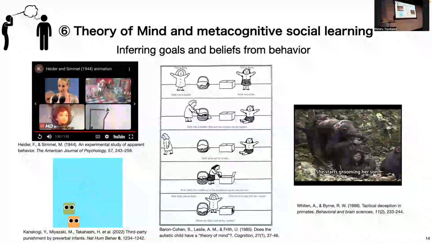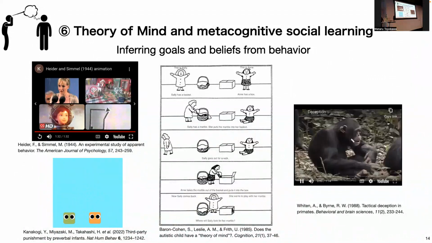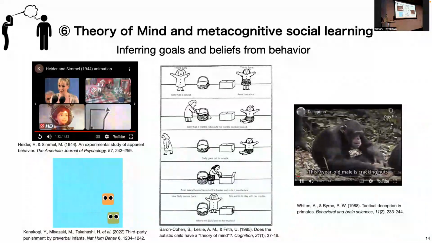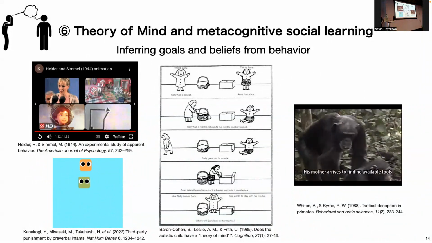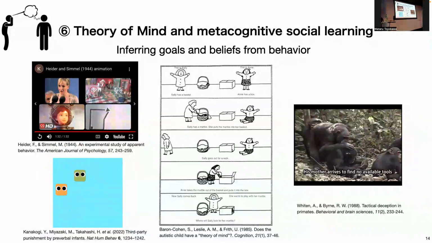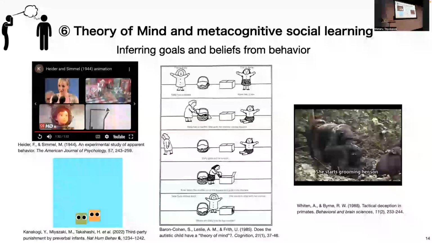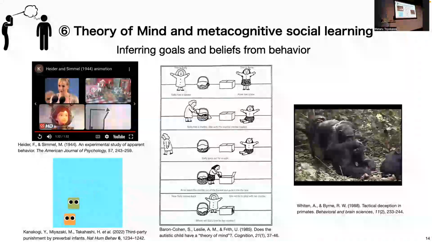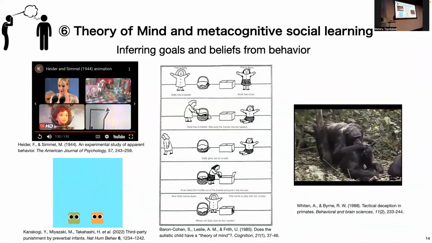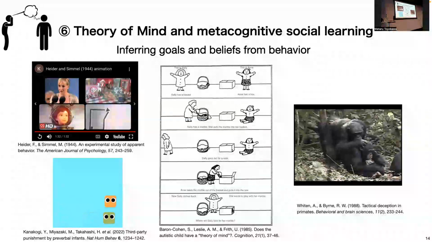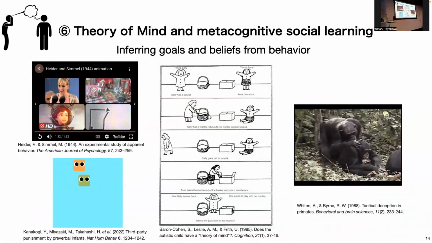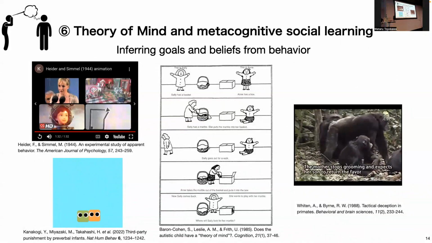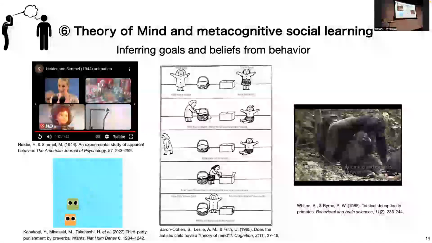But actually, well, it's quite rare though. Non-human primates also, some evidence suggests that they might be able to do some kind of social cognition. In this case, this is manipulation. This mother chimpanzee, I guess, is grooming her son, and then this son will return the grooming back to his mother, right?